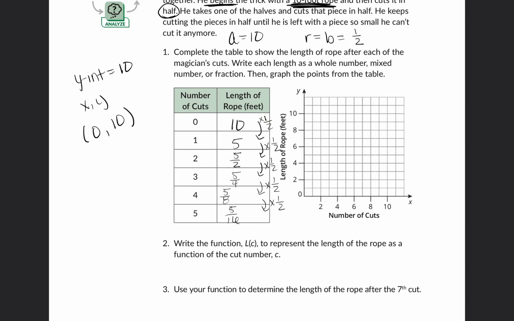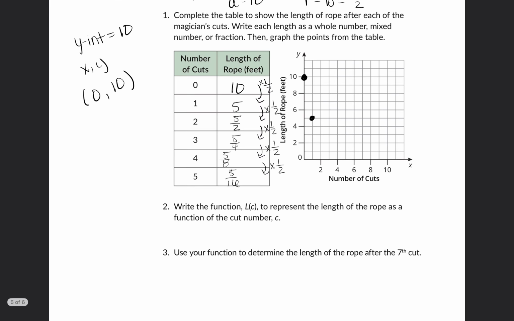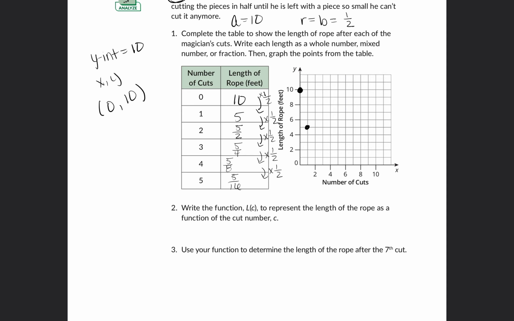What I want you guys to do is plot these points on the table. You are going smaller, so it should be going down. Your y-intercept should be the easiest, which is 0, 10. Then you go 1 to 5, and you kind of go down a little bit from there. Okay? So now we can write our equation, also from the table. Anytime you're given a 0, that's easy. That's your y-intercept.